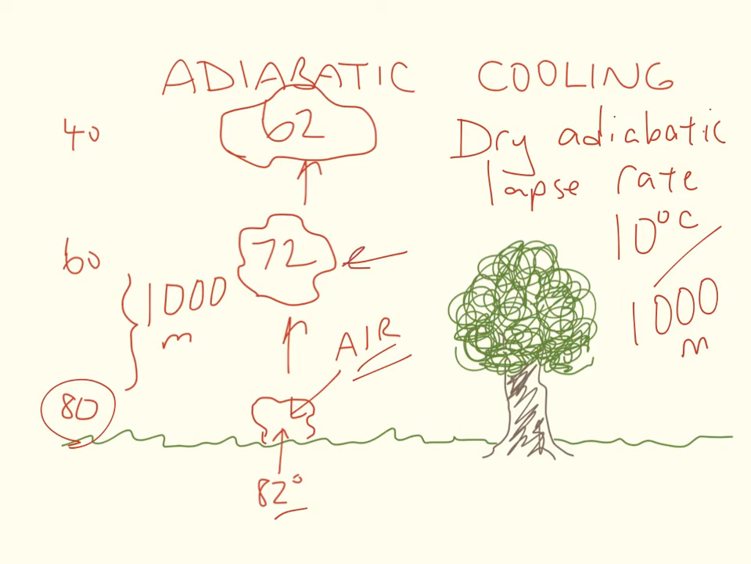And now the air has dropped by 10 degrees, again, pretending we're at Celsius here. So now we're down to 72. Well, the surrounding air is at 60 degrees. So 72 is now a lot warmer than 60, so the air is going to continue to rise. In fact, it'll probably rise even faster. It goes another 1,000 meters, and it gets up to 62. So you see it's dropping by 10 each time.